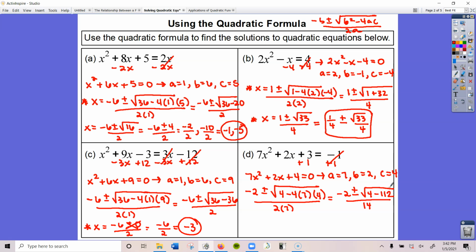Now here what happens is that when you subtract 4 minus 112, we get negative 2 plus or minus the square root of negative 108 all over 14. Now remember, when we have a negative inside of the square root, that means that we're going to make it positive and bring out the i, because this is going to be an imaginary answer. And even though it's not a real solution, because obviously it's imaginary, we're still going to simplify this radical and work it out. So I'm going to do the radical on the side and in a different color so we don't get confused.